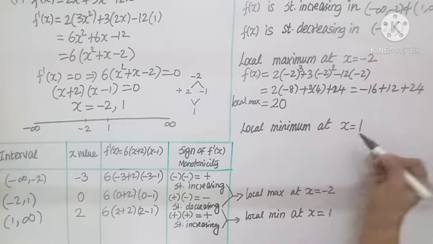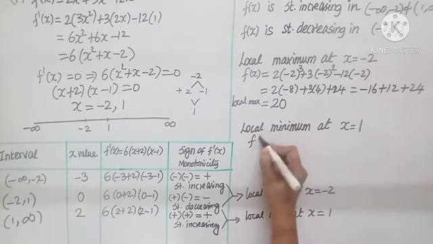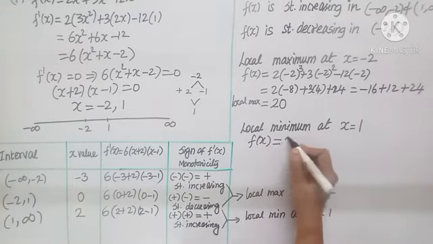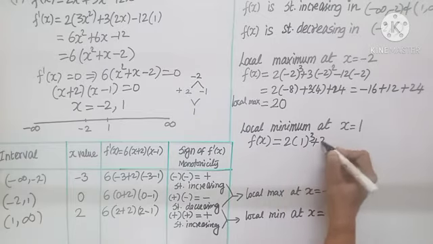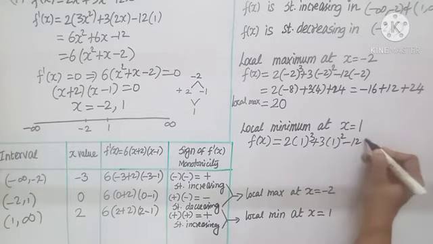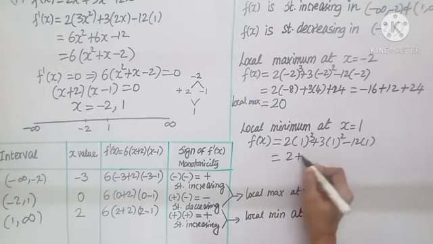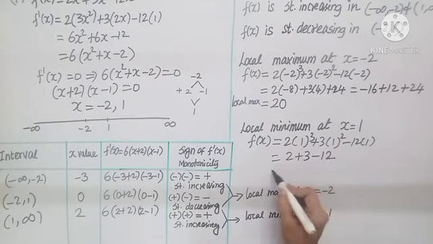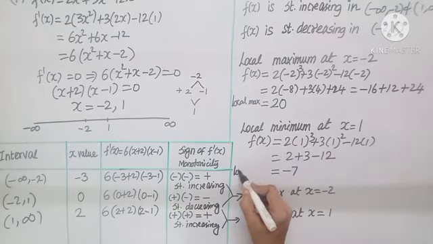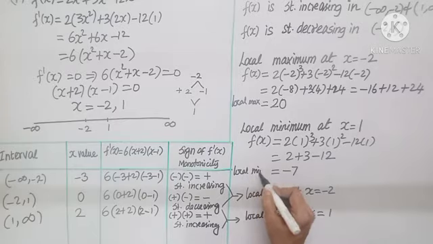Local minimum at x is equal to 1. Find out f of x: 2 into 1 cube plus 3 into 1 square minus 12 into 1. 2 plus 3 minus 12. It is minus 7. So the local minimum value is minus 7, and that is the answer.